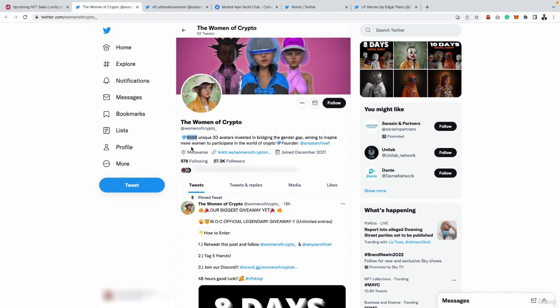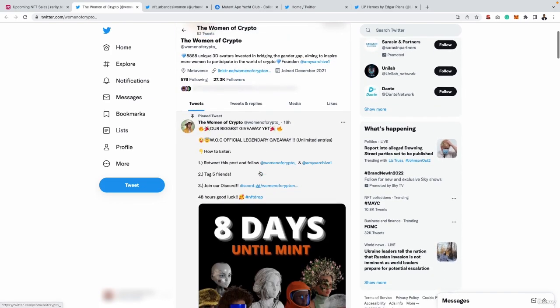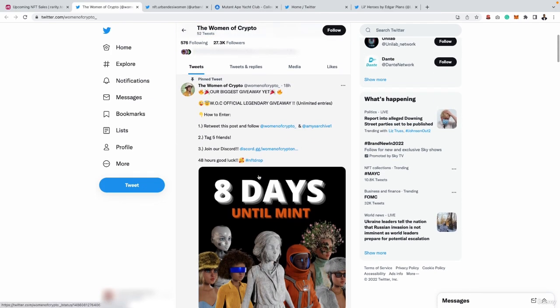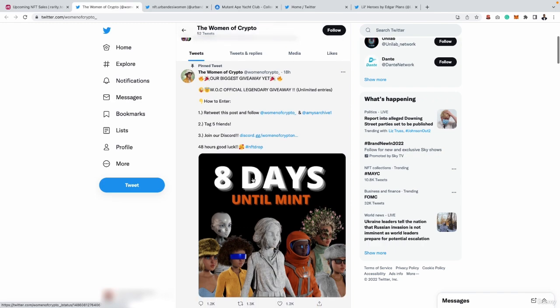I can see there's going to be 8,888 NFTs in the whole collection. Again, they have way more followers than the amount of NFTs in the collection. This is a really promising sign to see. However, like I said before, followers can easily be faked. What we want to do is just scroll down and look at the recent tweets and have a look at the engagement they have on their posts.